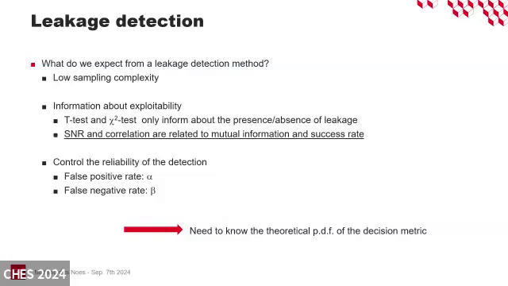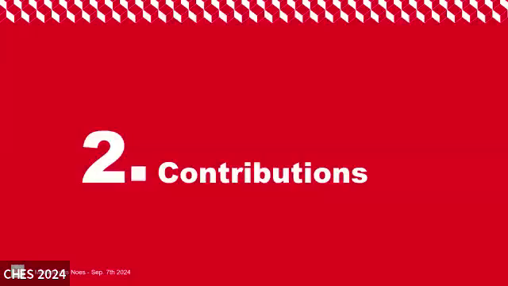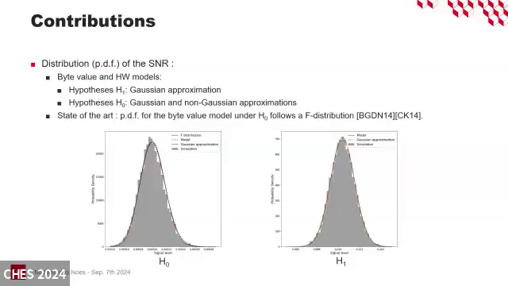We also want to control the reliability of the detection, so control the false positive and false negative rates. To do so, we need to know the theoretical detection probability of the decision metric. So this is what motivated our contributions. So we have two parts.